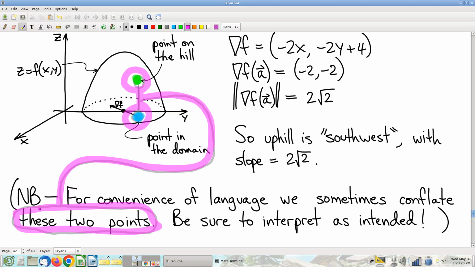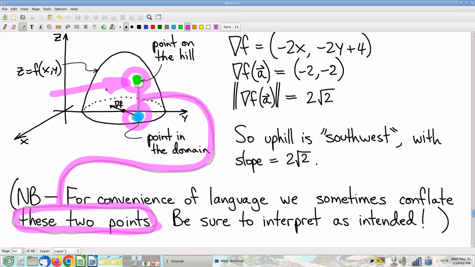Nobody describes where they are on the surface of the earth with anything other than longitude and latitude, you know? So technically that's kind of conflating two different things. Where you are on the map is a point in the domain. Where you actually physically are is a point on the graph, which is not in the domain. So heads up, right? Again, interpret appropriately. You've got to always think about this fact and interpret accordingly.